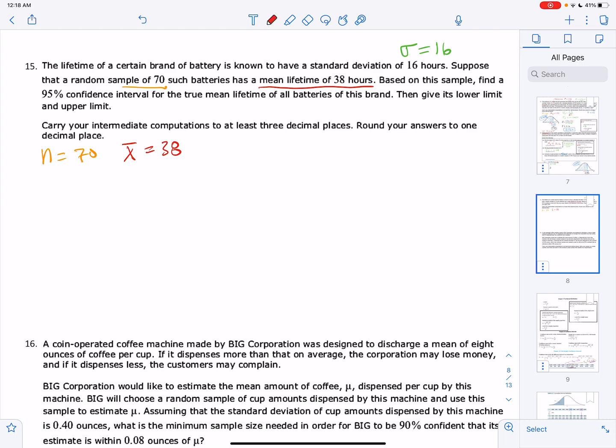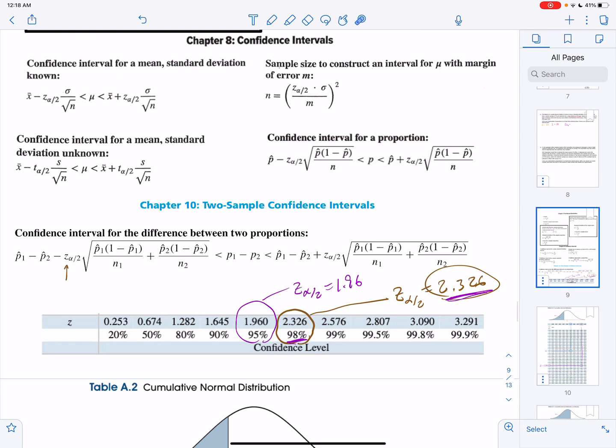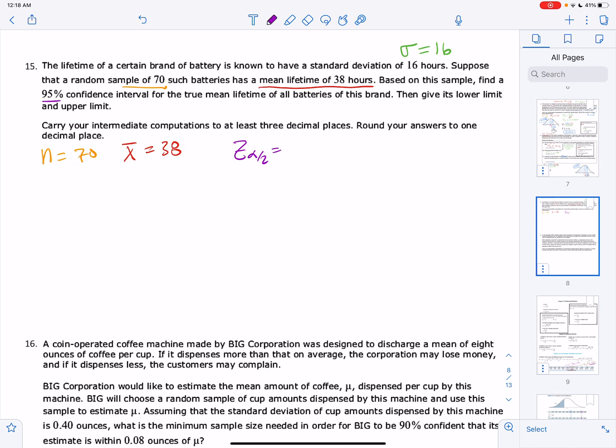So what do I need? I have its point estimate, which is X bar, 38. Now I need its critical value. Remember, its critical value is z sub alpha over 2. I looked that up because that's for a 95% confidence interval, and it's the same value that we had before, which is 1.96.